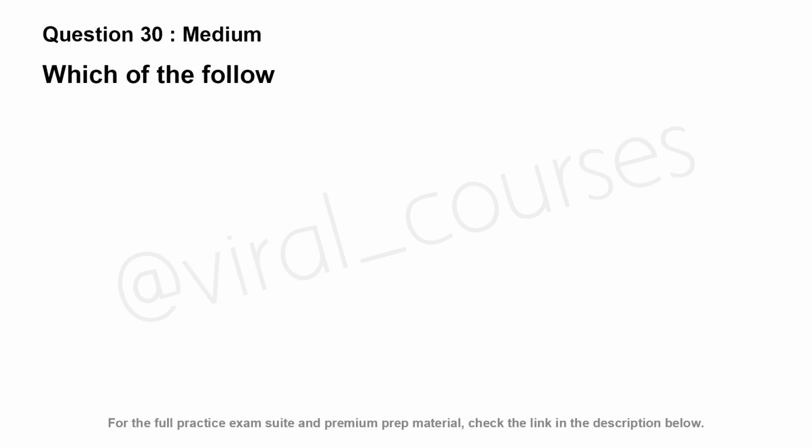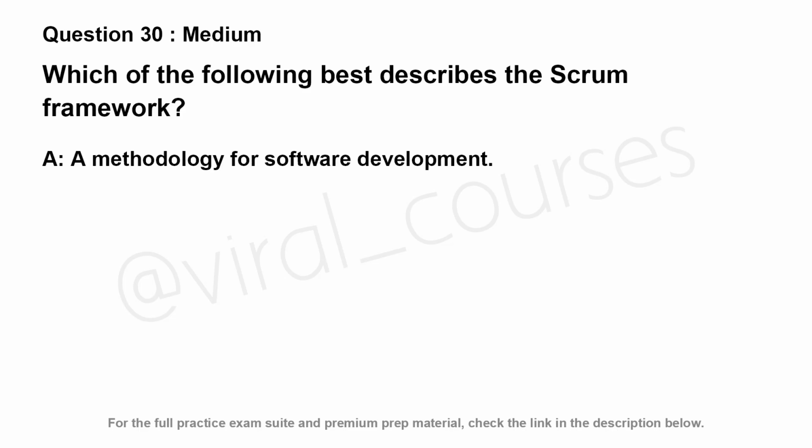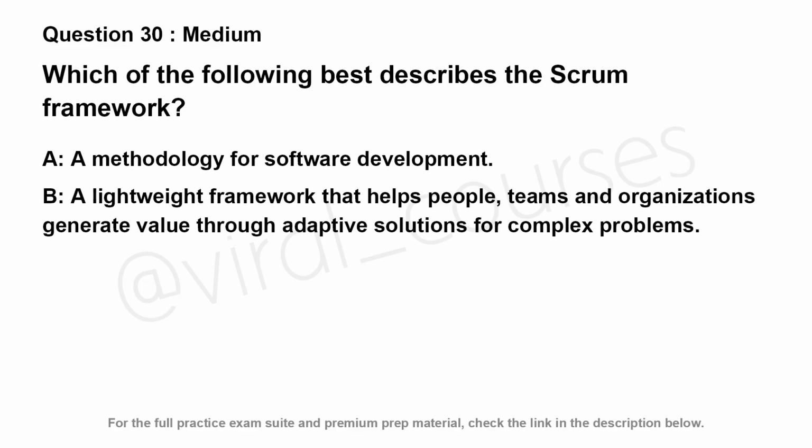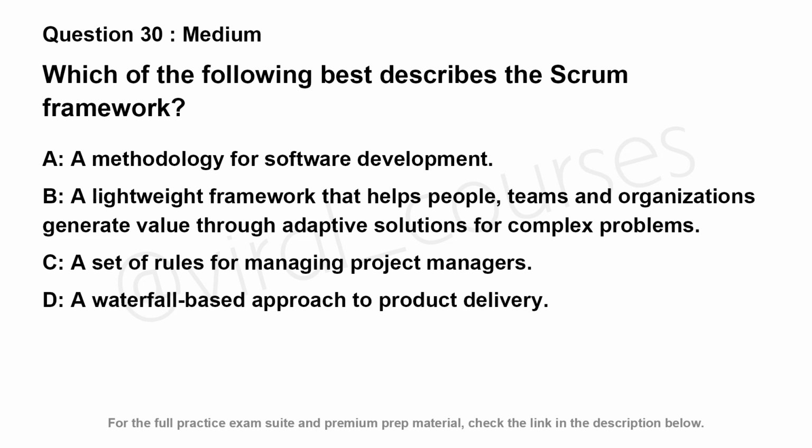Which of the following best describes the Scrum framework? Option A, a methodology for software development. Option B, a lightweight framework that helps people, teams and organizations generate value through adaptive solutions for complex problems. Option C, a set of rules for managing project managers. Option D, a waterfall-based approach to product delivery.